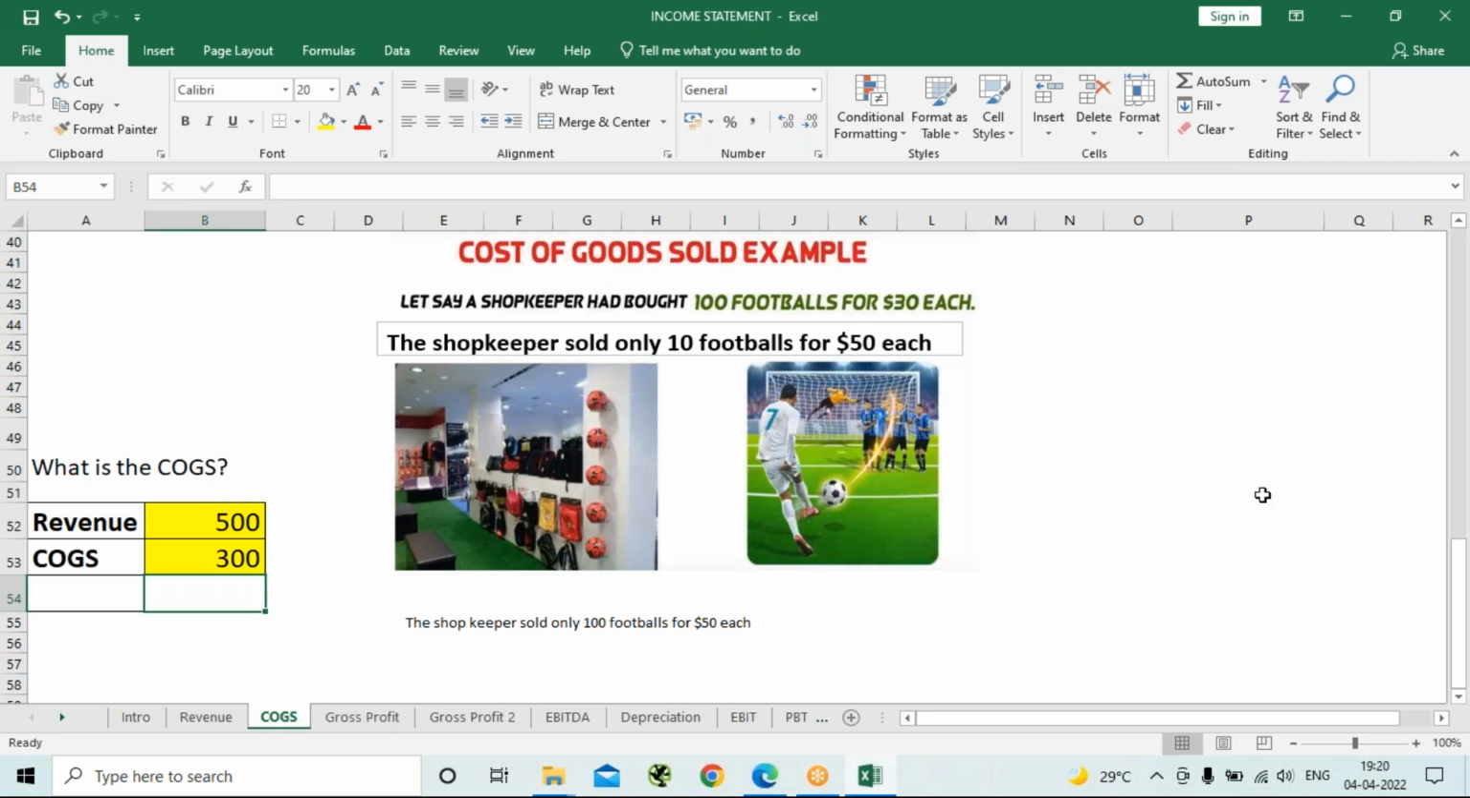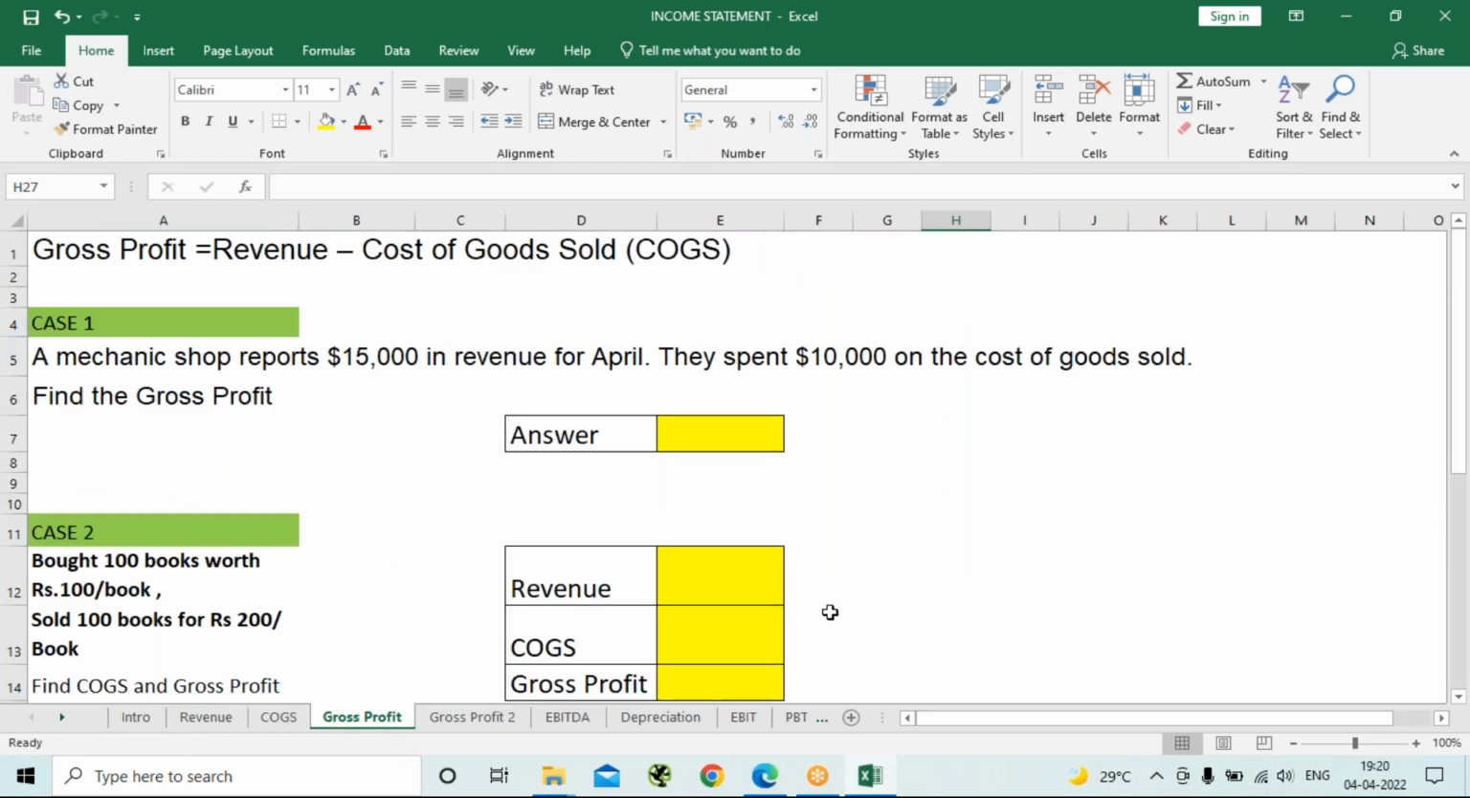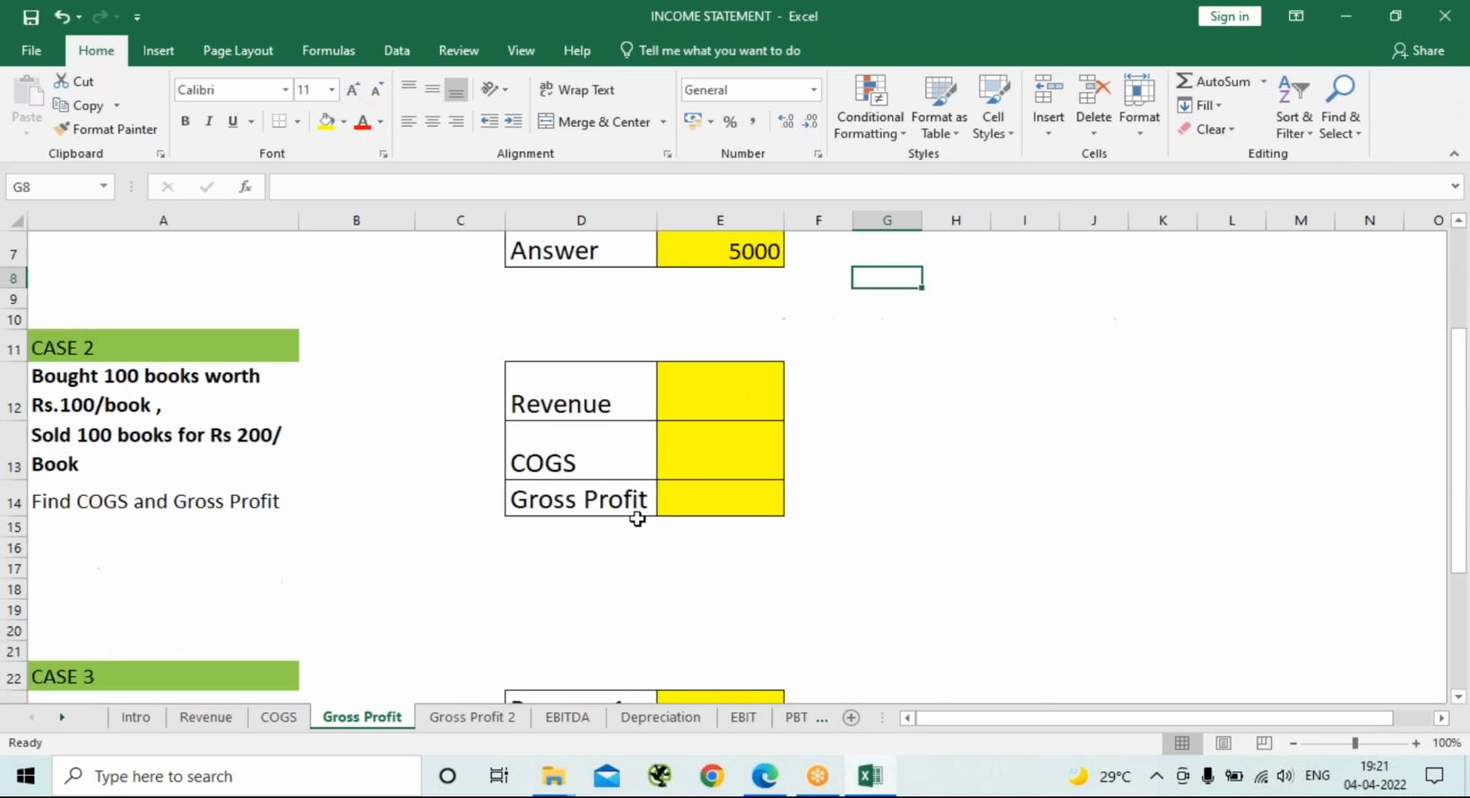Fine. So now we will go to the next calculation, gross profit. This question says a mechanic shop reports 15,000 in revenue for the month of April and they spent 10,000 as cost of goods sold. So the answer will be equals to 15,000, the revenue, minus 10,000 that they spent to get that revenue of 15,000. So that means the profit is 5,000. Okay. So the next case.